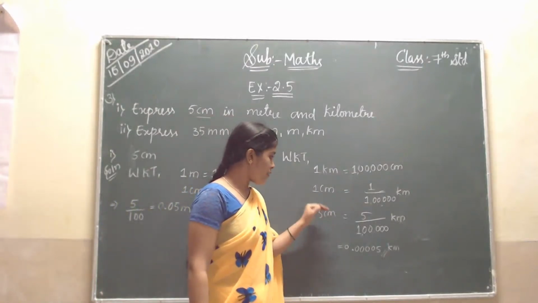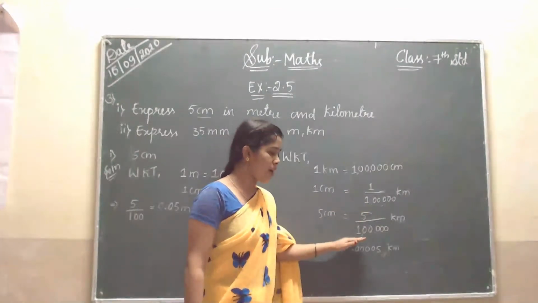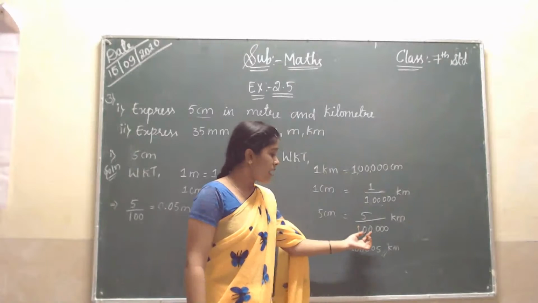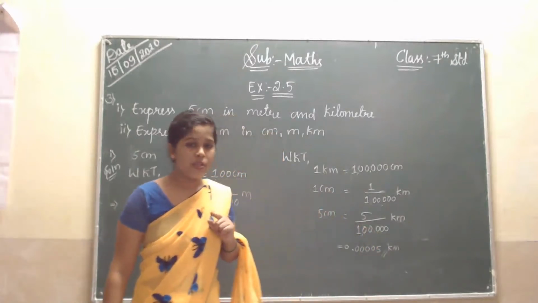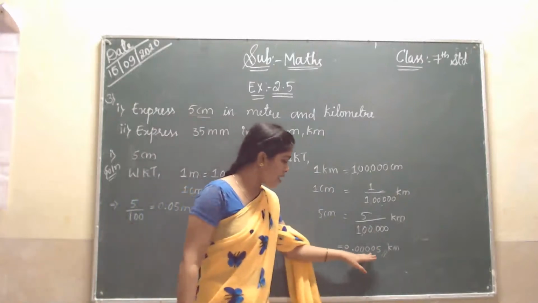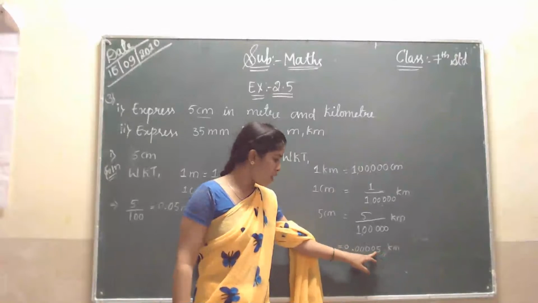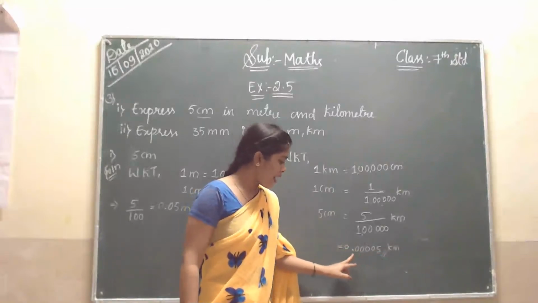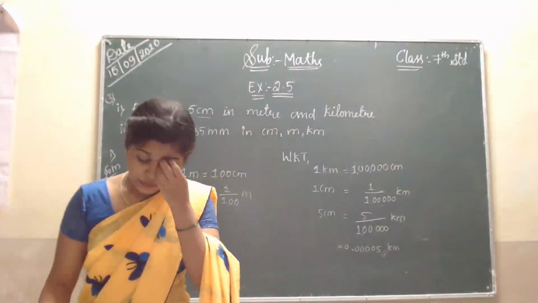Now here we know that 1 kilometer is equal to 1 lakh centimeter. So 1 centimeter is equal to 1 divided by 1 lakh kilometer. 5 centimeter is equal to 5 by 1 lakh. In denominator there are 5 zeros. In numerator only one number. So you have to take extra 4 zeros, then add this 5. 1, 2, 3, 4, 5 after point. Okay, this is your answer.